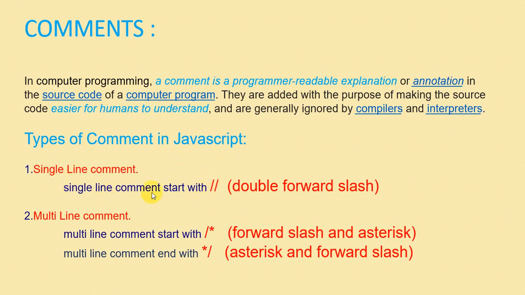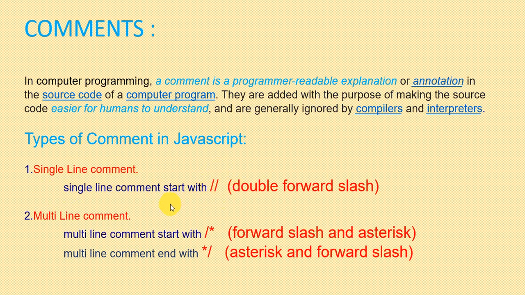Just try to learn, try to understand. For a single line comment, we will use double slash. See what I have written in red. Single line comment means you are going to write in a single line, one line. So in that case, at the start you have to write a double forward slash. At the start of the line, you have to write this forward slash two times, so it indicates that this is a single line comment.